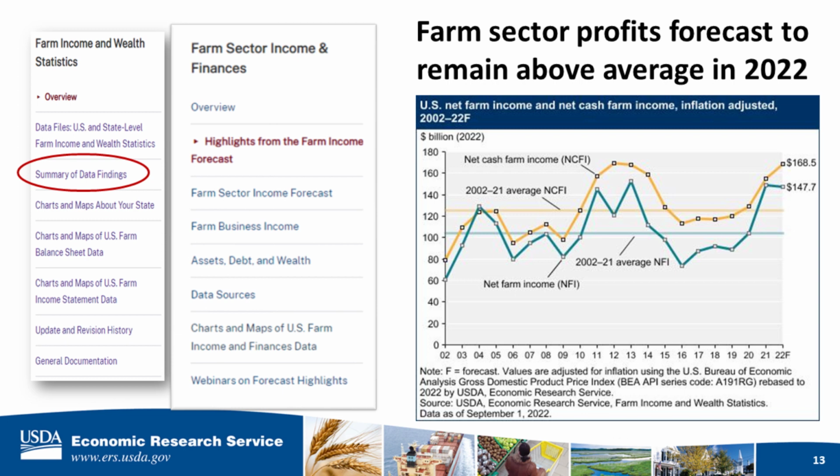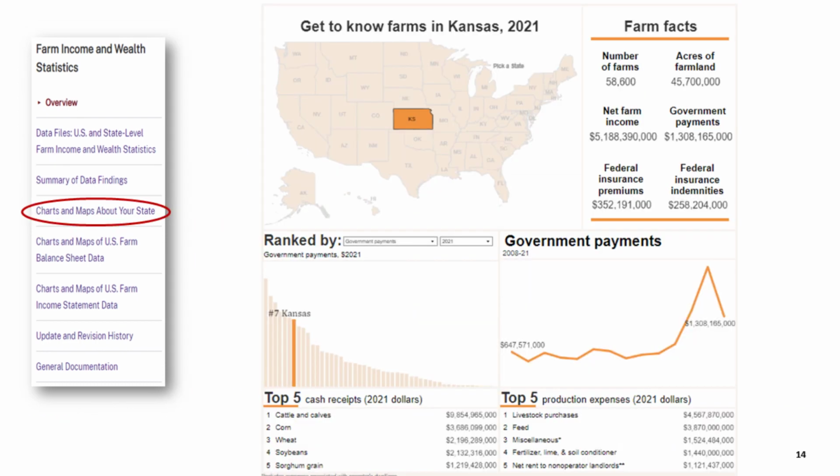We're forecasting net cash farm income in 2022 to be at its highest level since 2012, when prior years are adjusted for inflation. Net farm income is forecast to fall just slightly in 2022 after reaching a near record high in 2021. These above average net cash farm income and net farm income forecasts largely reflect strong growth in commodity cash receipts or sales, even as farmers are expected to see large increases in production expenses or costs in 2022. We get into more detail in this summary of data findings if you're interested.